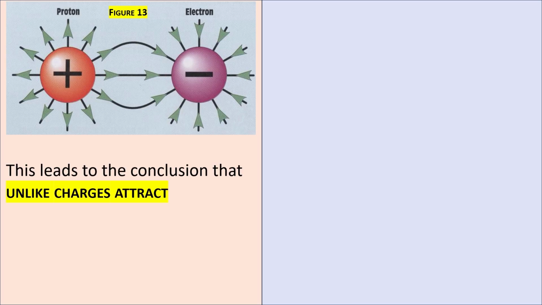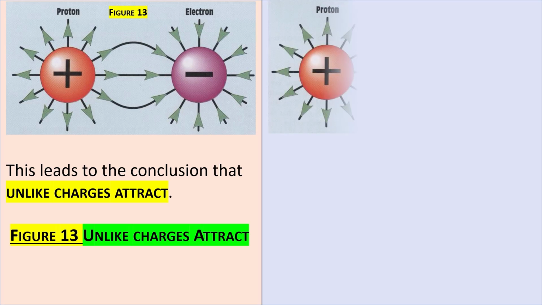Here you can see a drawing, Figure 13, where the positive and the negative are attracted to each other. You can see the middle arrows pulling towards each other. This leads to the conclusion that unlike charges attract. Figure 13, unlike charges attract.